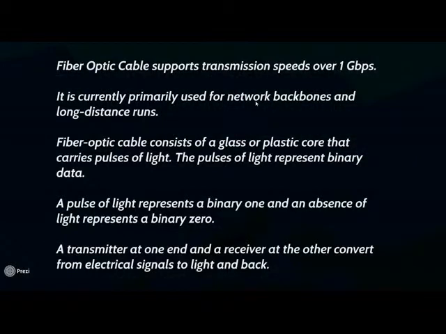Fiber optic cable consists of a glass or plastic core that carries pulses of light. The pulses of light represent binary data. A pulse of light represents a binary 1, and the absence of light represents a binary 0. A transmitter at one end and a receiver at the other end convert from electrical signals to light and back.